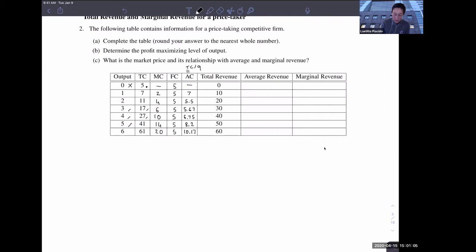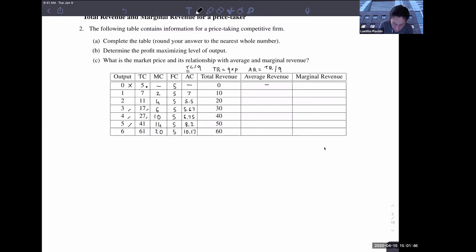So total revenue, what is total revenue in the case of a price-taking firm? Well, total revenue, TR, is the number of units sold on the market times the market price. So here we know that this is Q times P. All right. So how do I get average revenue? Well, average revenue is the revenue per unit. So you take total revenue and you divide it by Q. Okay, so let's do that.